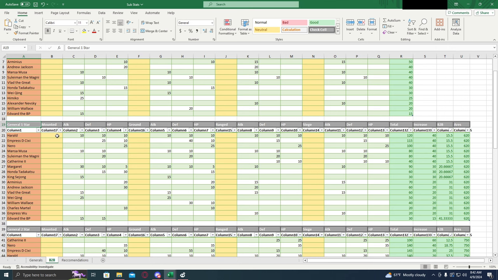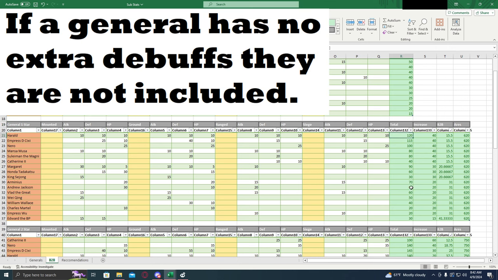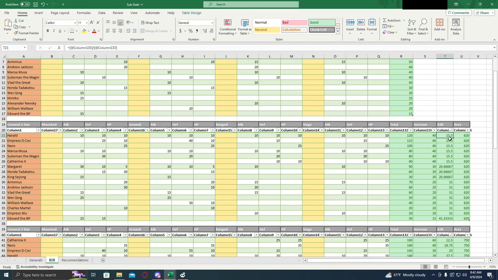The second one is what happens when you upgrade them to 1 star. This is the total buff you get. This is the amount of increase you get for that upgrade. This is the Blood of Ares that it's going to cost, and this is the B2B number. What this number is, it is the Blood of Ares cost divided by 40.